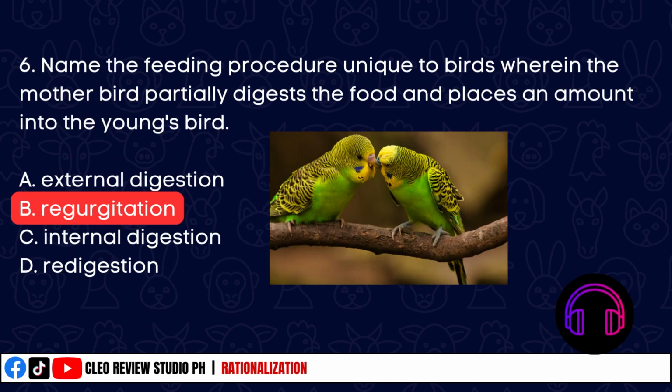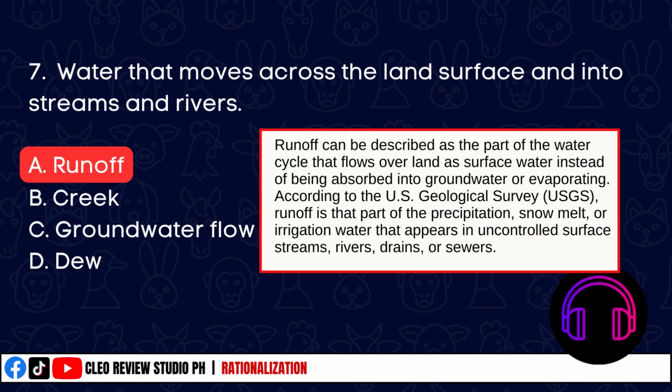A feeding procedure wherein the mother bird partially digests the food and places an amount into the young bird. In short, the mother bird does not digest what it eats and literally regurgitates the food. A natural behavior of birds so that their young can eat. Water that moves across the land surface and into streams and rivers. The correct answer is runoff, letter A.